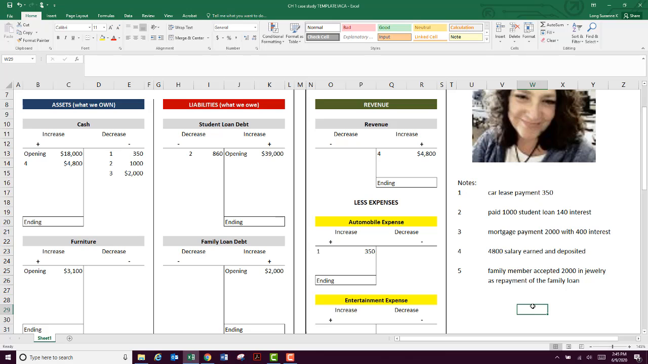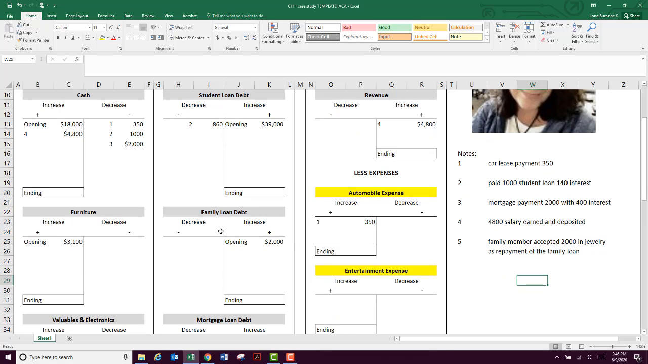So take a minute and look at this one. Think about this one. Family member. Family member is not this person. Family member is somebody else. Accepted 2,000 in jewelry. The jewelry is from this person. And we're going to repay the family loan. Remember the family loan? It was like, what's that all about?